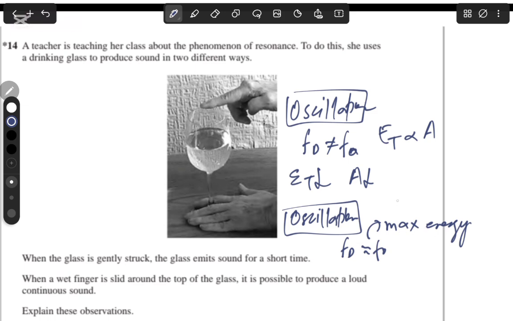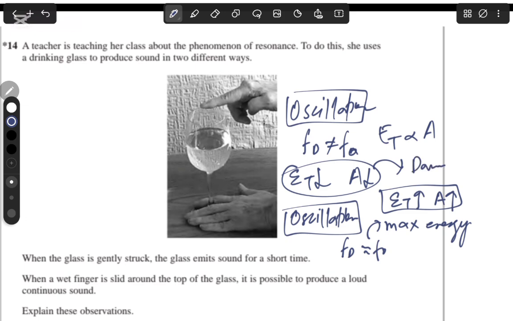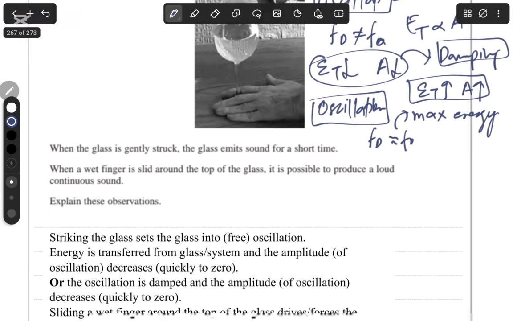Because of this max energy transfer, the total energy was greater, and the amplitude this time was greater, and it then produced a loud continuous sound. Okay. And the reason this amplitude is decreasing here actually would be because of damping, right? So because of that, it would be decreasing. Yeah, so that would be your answer here.